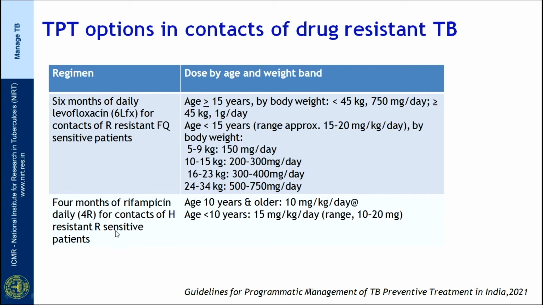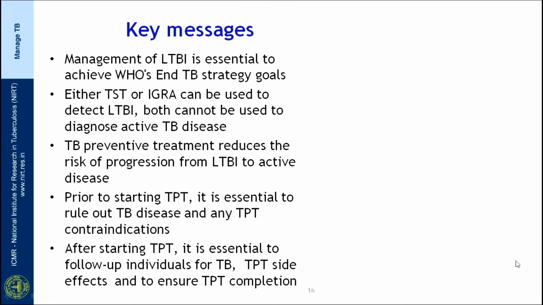Regarding the 4R regimen, which is given to contacts of isoniazid resistant rifampicin sensitive patients: age 10 years or older, 10 milligrams per kg body weight; age less than 10 years, 15 milligrams per kg body weight, and the range for these children is 10 to 20 milligrams per kg body weight per day.